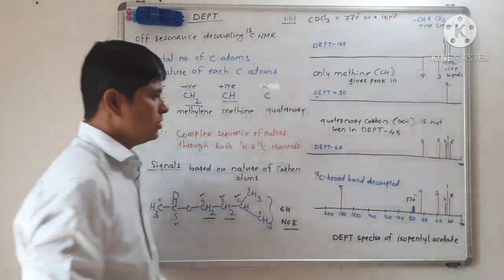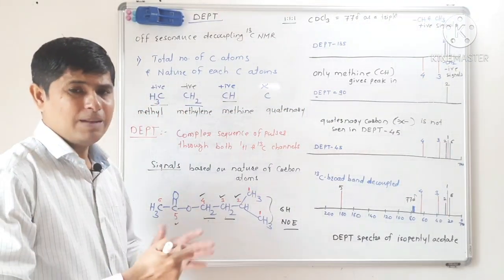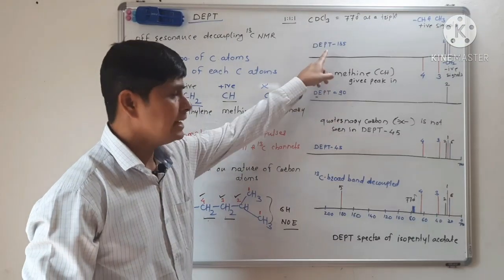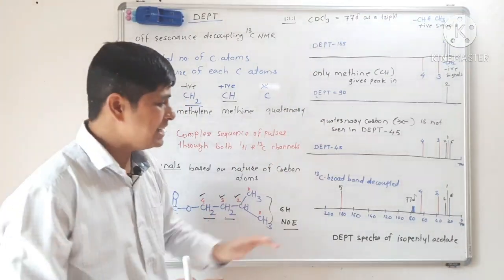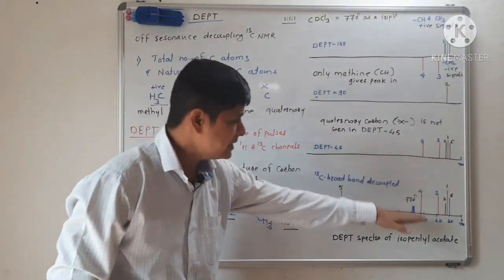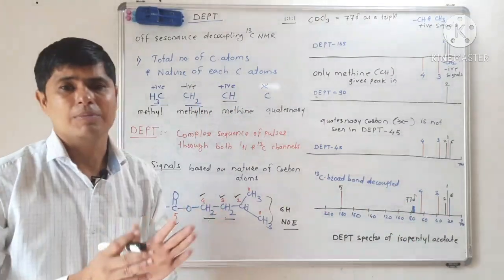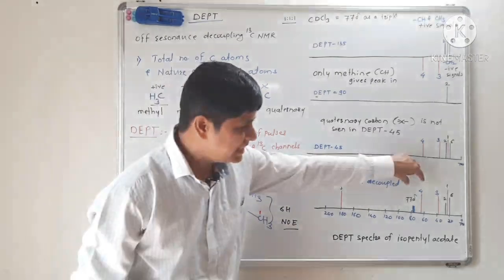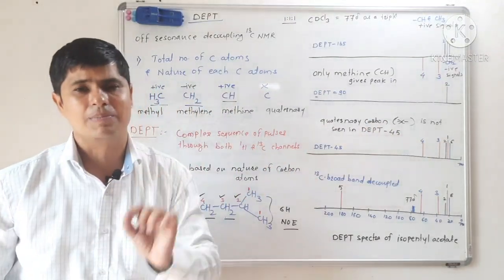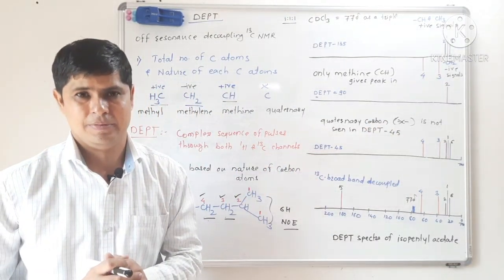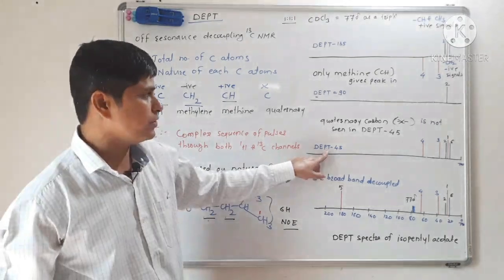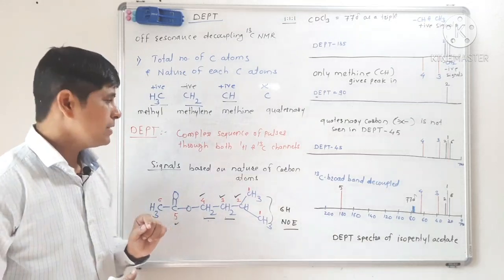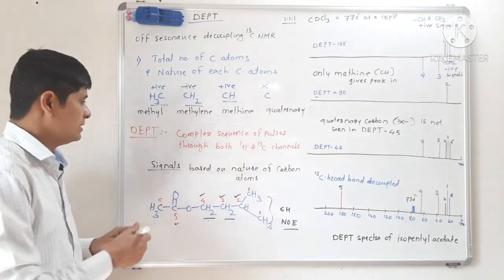So by taking the help of the DEPT experiment, DEPT 45, DEPT 90, DEPT 135, we have easily assigned each signal of the broadband decoupled carbon-13 NMR spectrum. Let me just go through it.